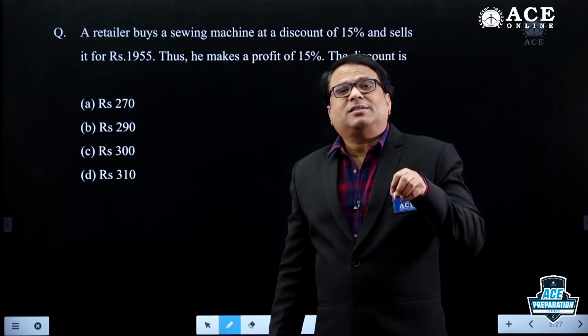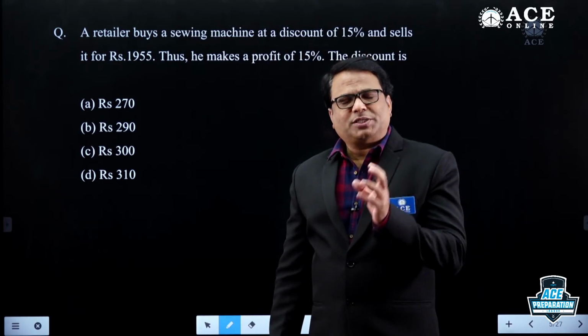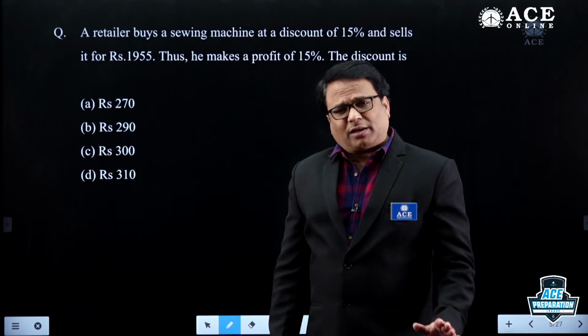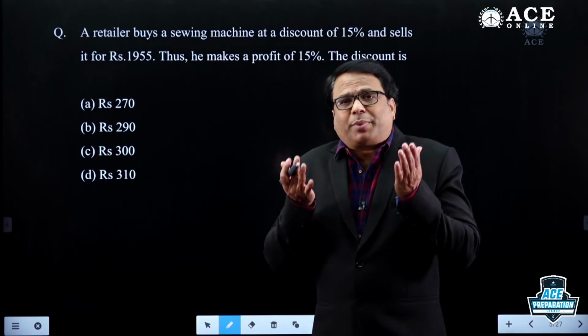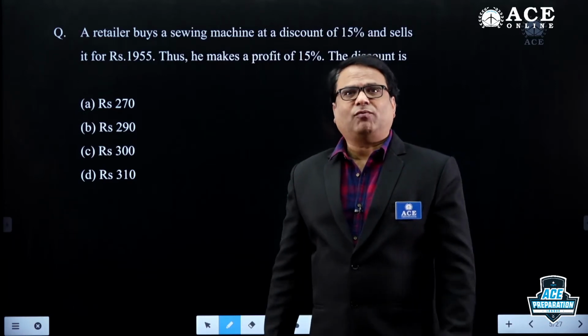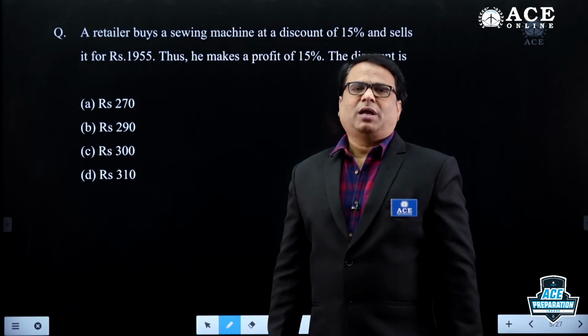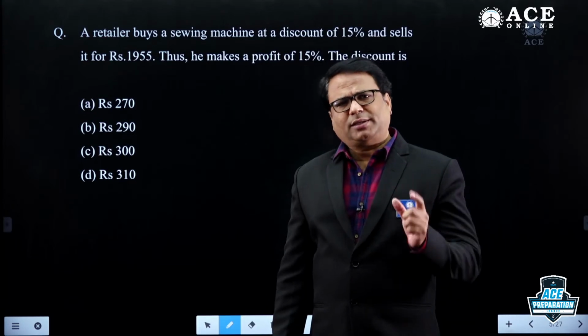Then what is the discount received by the trader? That is the question. Now, before calculating the discount, first let us find out what is the price paid by the trader. At what price is he buying the sewing machine, that we will calculate first. And then we can calculate how much is the discount received by the trader.